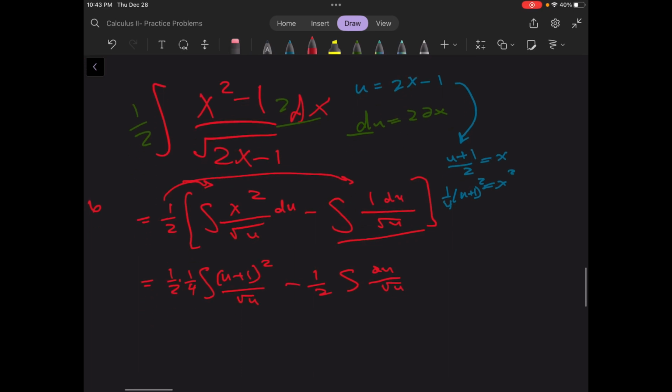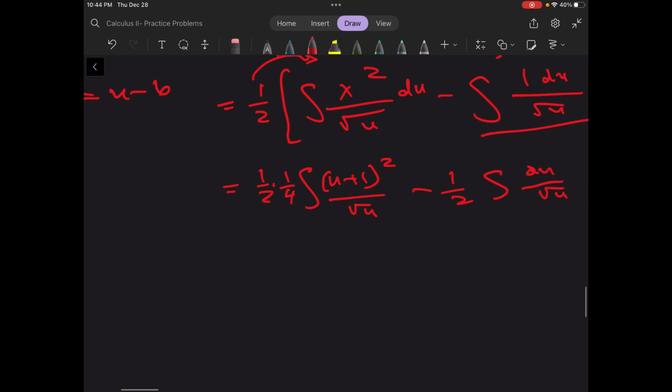So again, the right side we can focus on later. For now, let's get rid of this ugly left side. So what we're going to do is FOIL out that numerator and then separate it into 3 different fractions. So let's see. It's going to simplify to a 1/8 out front. If we FOIL it out, we're going to get u squared plus 2u plus 1 all over the square root of u.